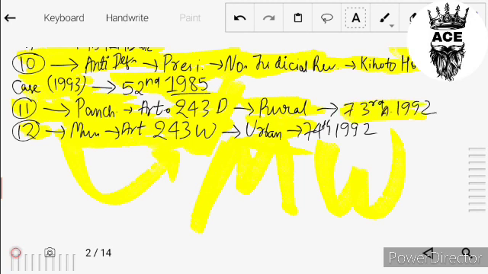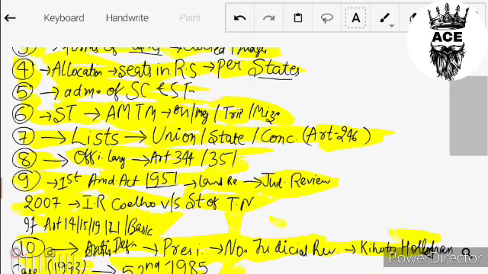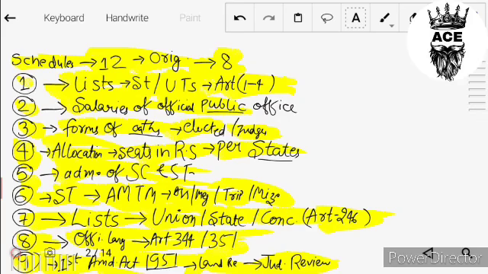So the 73rd Amendment and the 74th Amendment are the same in this respect, but you have to remember this. I hope you have learned all the things. I have tried my level best to give you all the schedules in a detailed and comprehensive manner. I hope you have enjoyed the lesson.